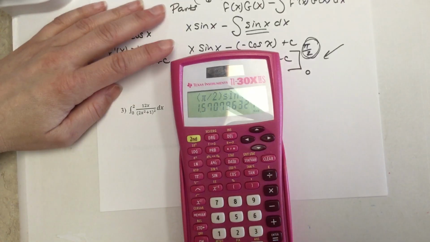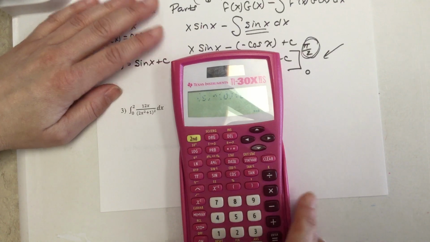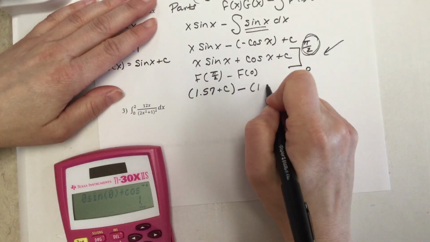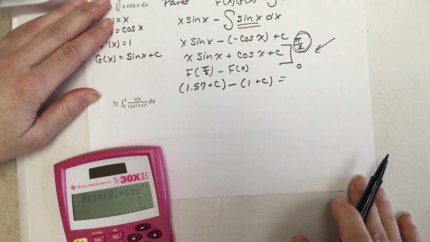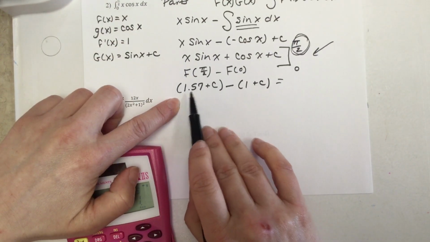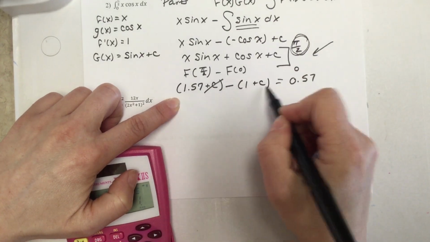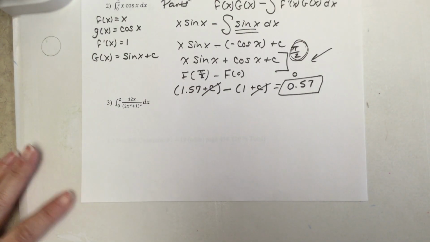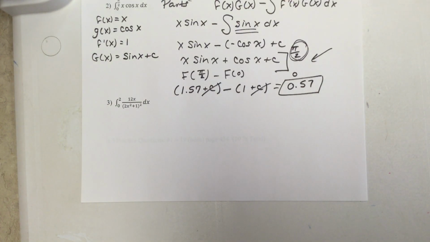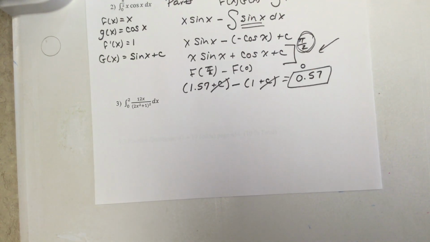Minus, now I'm going to go back and put in a 0. 0 times the sine of 0 plus the cosine of 0, I get a 1. So if I minus 1, okay, I'm going to go ahead and look at this. Here is my area. 1.57 minus 1 is 0.57. C minus C cancels, and we are done. Okay, so that was it for number 2. I just wanted to make sure that I showed you one that did have radian measurements, just to remind you how to do that on your calculator.